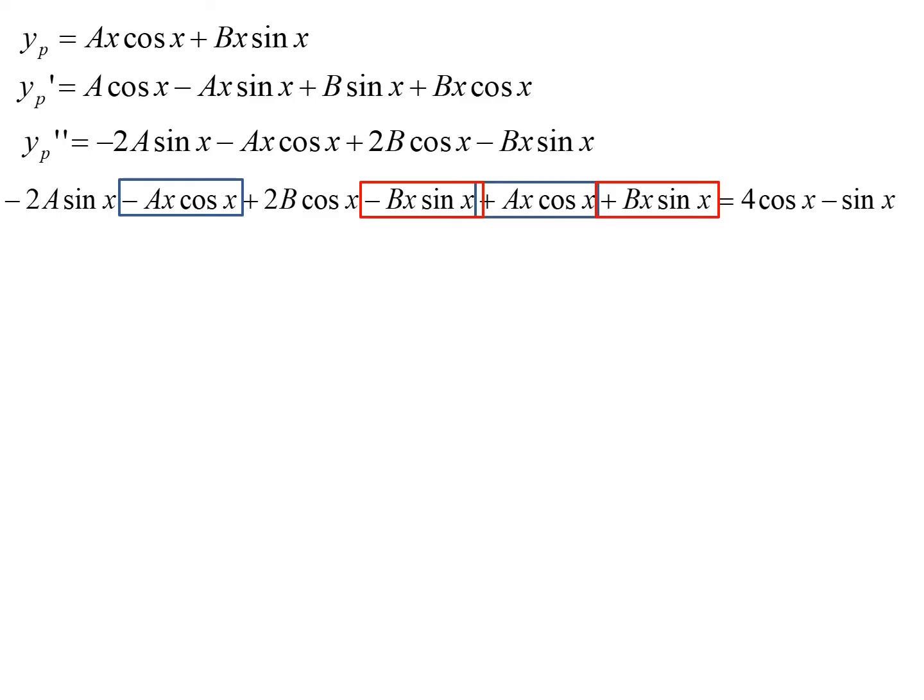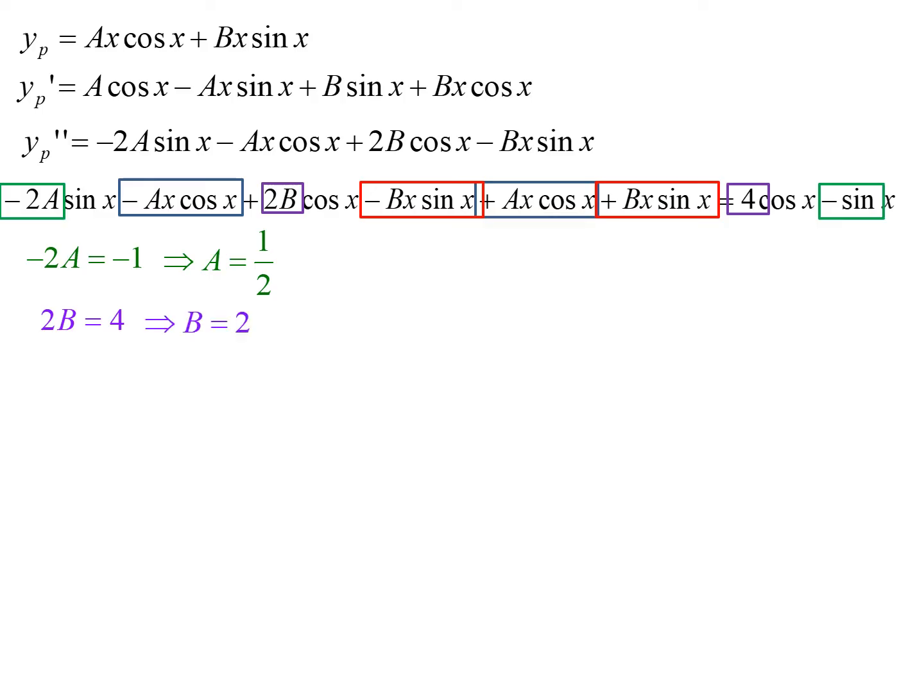If we look at our sine terms, we have negative 2A on the left and negative 1 on the right. And if we look at our cosine terms, we have 2B on the left and 4 on the right. So we can solve this system of equations. If negative 2A equals negative 1, that means A would be 1/2. And if 2B equals 4, that means B would be 2. So we plug those values into our yp and then put it together with yc to form our overall solution. So y equals c1 cosine x plus c2 sine x plus 1/2 x cosine x plus 2x sine x.